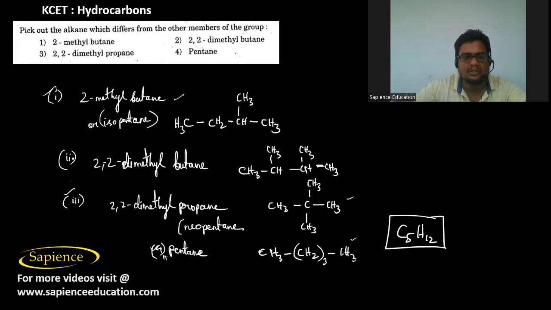So the second one is not an isomer of pentane. Hence this alkane differs from the other members of the group. So option 2 is the correct answer.